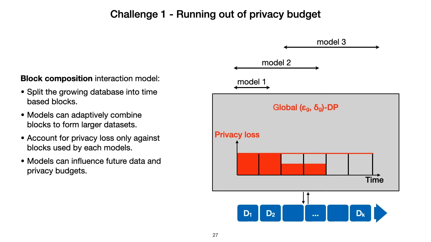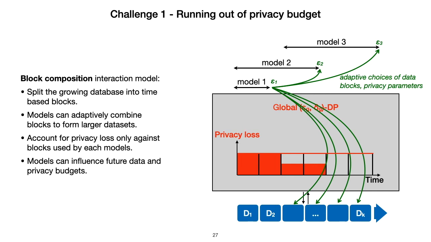And finally, models can influence future differential privacy parameters as well as future data blocks. So maybe because of the output of model 1 and model 2, we'll decide to train model 3 with different parameters, maybe on different data blocks or with a different privacy budget. Models can also influence the data we collect. So imagine a recommendation model. If we change it, it will change its recommendations, so the users will behave differently, and the data we even collect will be different. So all this is allowed in our new interaction model, and despite that, we still account for the privacy loss of the new model, model 3 here, only on the blocks it uses.